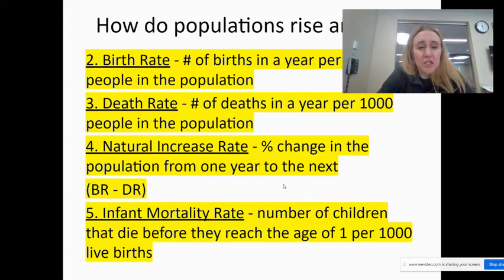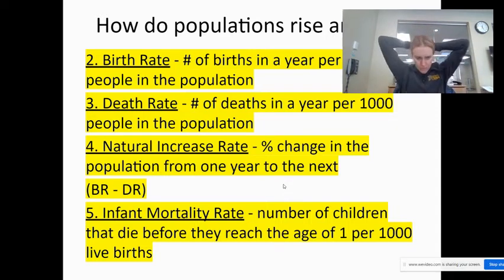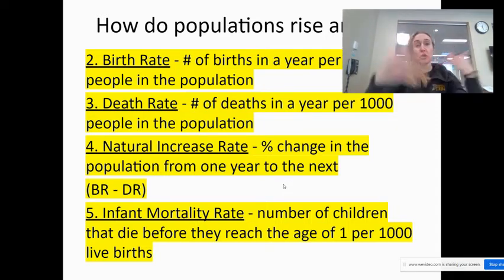So this is just a list of terms. You can see everything here is in yellow. And I'm going to go through these terms, and eventually you're going to be using them on your geo-inquiry that you're going to be doing for your assignment today.